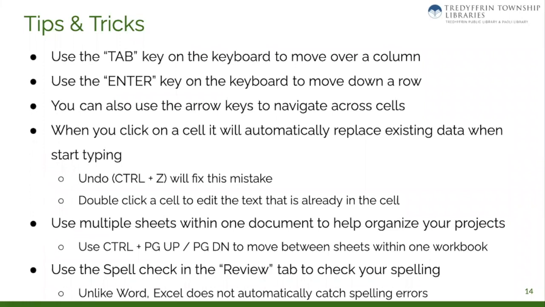When you click on a cell, it will automatically replace existing data when you start typing. A simple undo or Control plus Z will fix this mistake. Double-click a cell to edit the text that is already in the cell, or as I mentioned earlier, I recommend editing in the function bar so that you won't replace the existing data automatically.